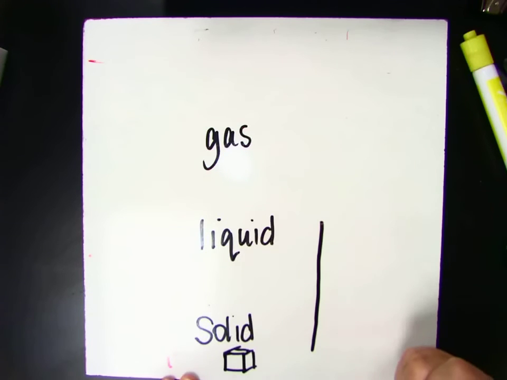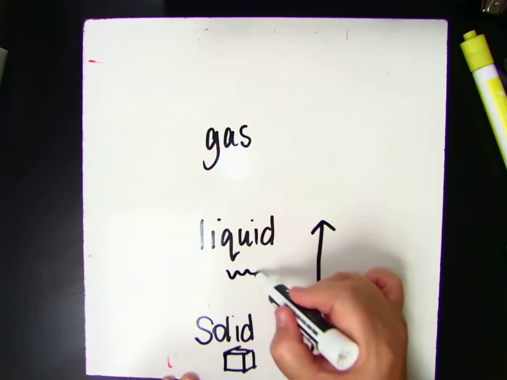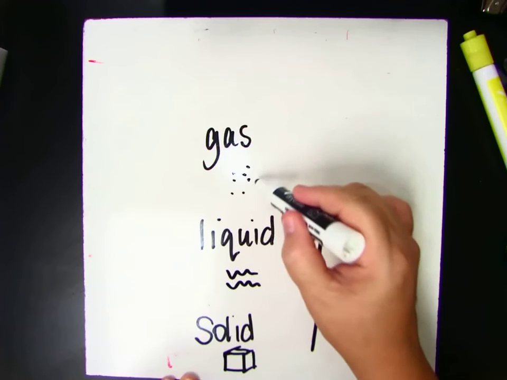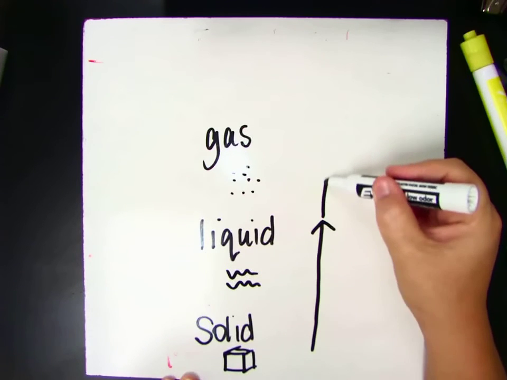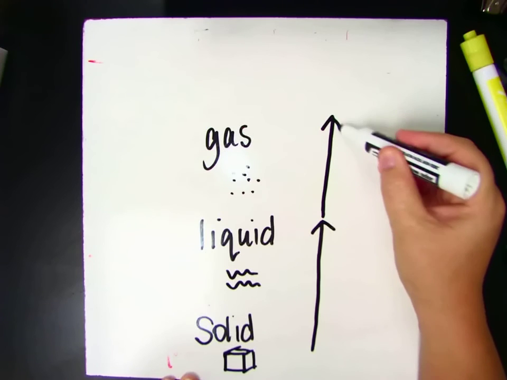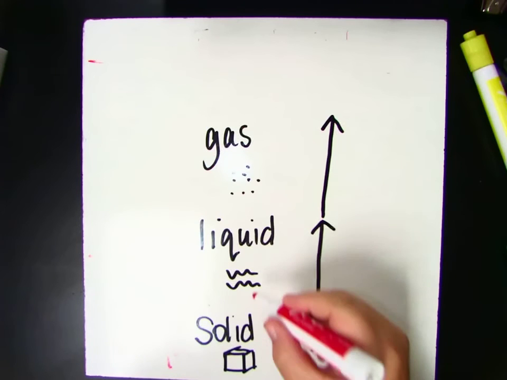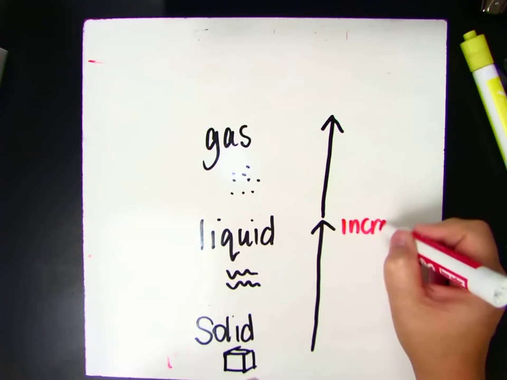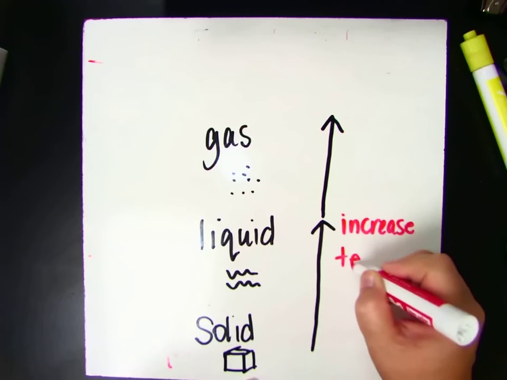Okay? Now, if I want to change it from a liquid into a gas, I again must change the temperature. And I must increase it as well. So, as we go from a solid to a liquid to a gas, we increase the temperature. That means we make it higher.